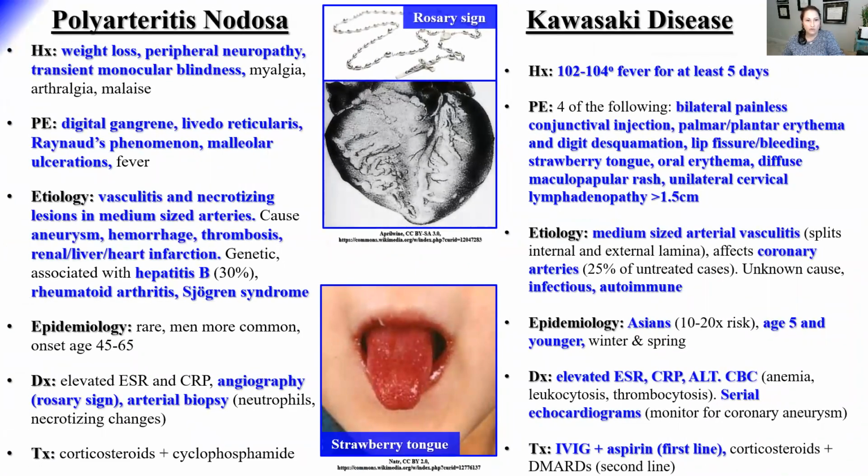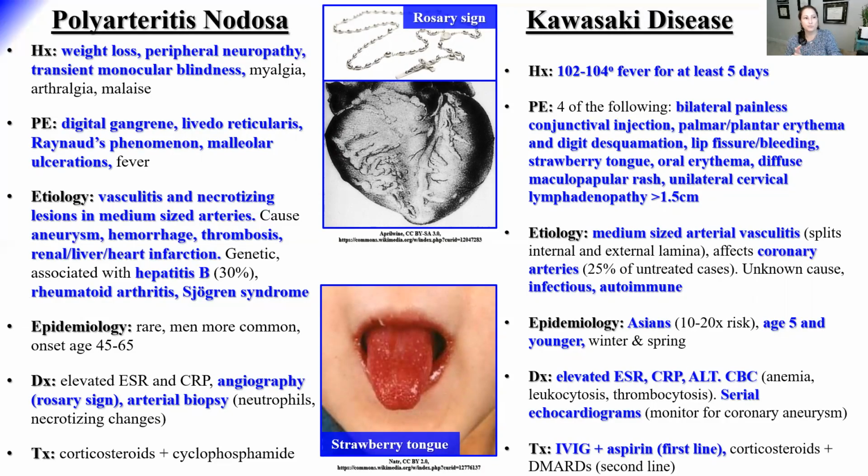Next, we have polyarteritis nodosa and Kawasaki's disease. Both of these are medium vessel vasculitis and not very common. Both of them are pretty rare. Polyarteritis nodosa affects the population about 45 to 60. And in this, they get necrotizing lesions in the medium vessels.